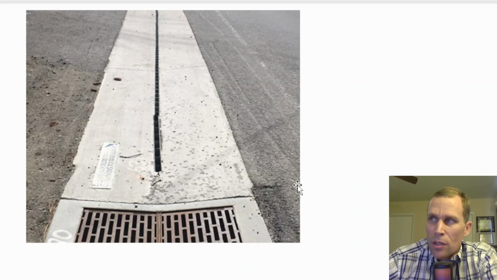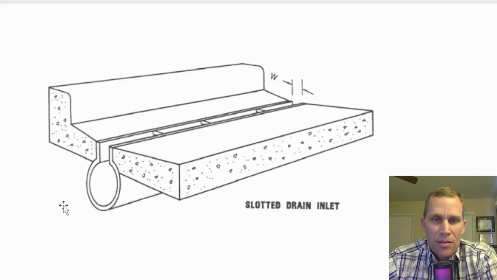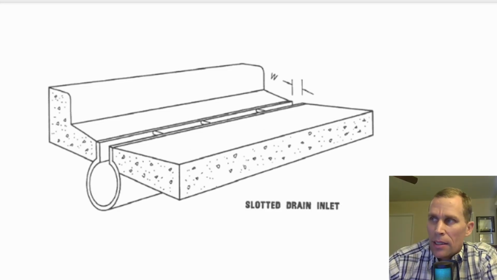This is a continuous narrow slot along pavement, and it's connected to a buried pipe. So the buried pipe you can see in this schematic right here. This is another slotted drain inlet type. You have the drain, and then below that you have the continuous pipe. You may see this along a gutter, or you may see it across a roadway. It acts like a long linear inlet that intercepts water over its length.